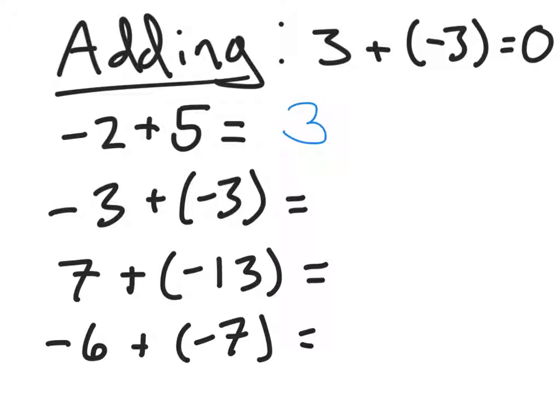Next one, negative 3 plus negative 3. You owe $3, you owe $3, altogether you owe $6, negative 6. 7 plus negative 13, you have 7, you owe 13, that's going to also be negative 6, you owe $6 still. And then lastly, negative 6 plus negative 7, they're both negative, you owe 6, you owe 7, looks like altogether you owe 13. There's addition, think money, that's the key.